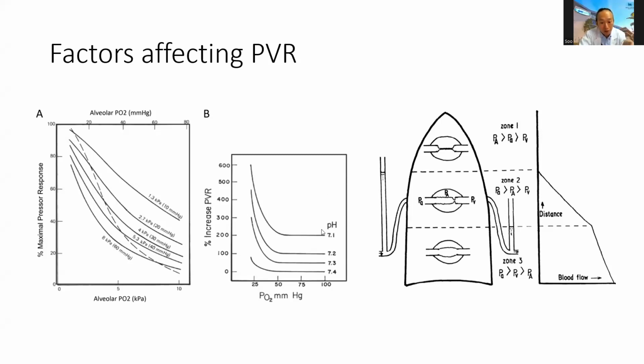What about pH? You see the PVR increases as the pH becomes more acidotic. Under normal pH, it is this. As your pH decreases, your PVR increases. But pH is not only a factor of your carbon dioxide, it's also a factor of your metabolic state. Either way, it affects the pH and it also affects the PVR in the lungs. So we should not have too much acidosis. So oxygen, pH, carbon dioxide, they are big factors to note.